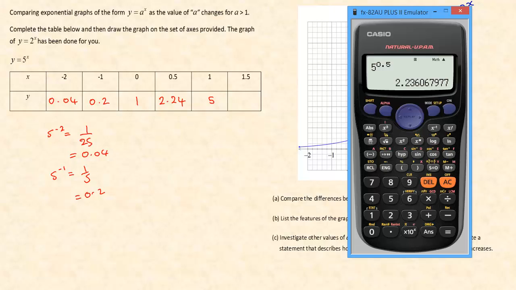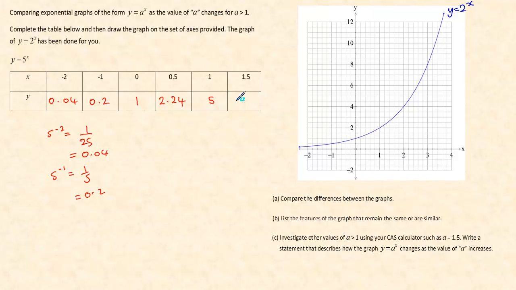And then we can do 5 to the 1.5. So 5 to the 1.5, that's going to give me 11.18. So we're going to plot those on here. Now 0.04 is really small, it's very close to the axis on this sort of scale, and 0.2 we can't be very accurate with that, but probably somewhere around there.